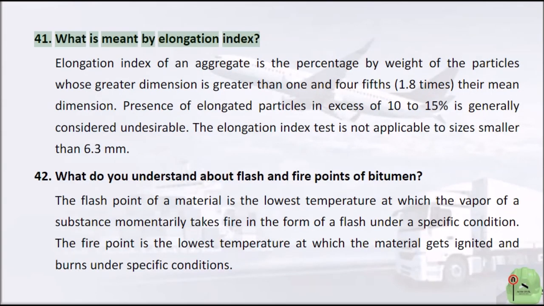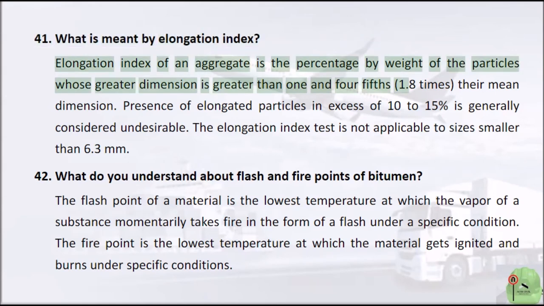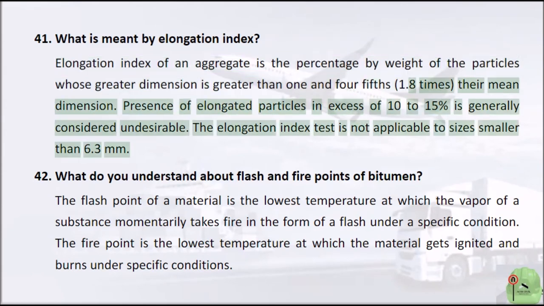What is meant by elongation index? Elongation index of an aggregate is the percentage by weight of the particles whose greater dimension is greater than 1.8 times their mean dimension. Presence of elongated particles in excess of 10-15% is generally considered undesirable. The elongation index test is not applicable to sizes smaller than 6.3 mm.